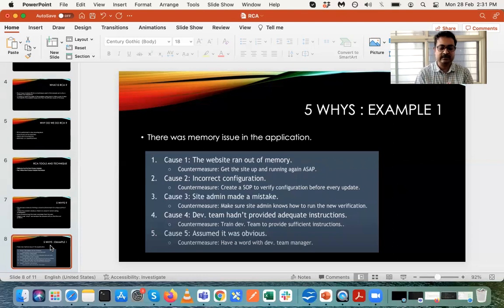So if you just fix the problem, okay, the website ran out of memory, you add some additional memory and immediately you fix it. Sometimes you have to do that to fix the immediate issue, because your customers are using the website, so maybe it ran out of memory, so you have to add additional memory. But you have to go to the root cause to figure out the actual issue. So let me give some example from my experience.